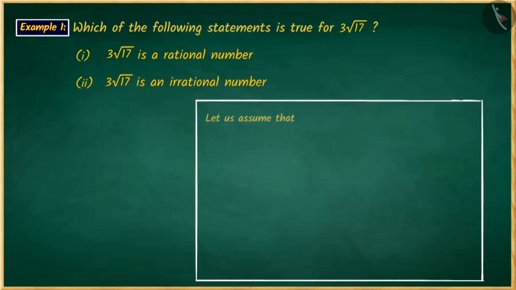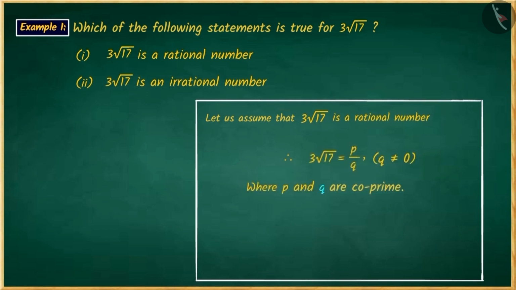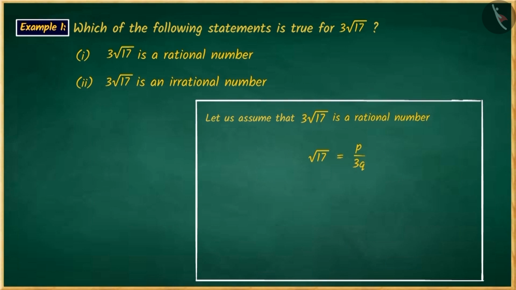Let us first assume that 3 square root 17 is a rational number. So, we will write it as follows, where p and q are co-prime numbers, and p and q have no common factors other than 1. If we rearrange this, we will get square root of 17 is equal to p upon 3q. You may remember that the division of rational numbers is also a rational number.